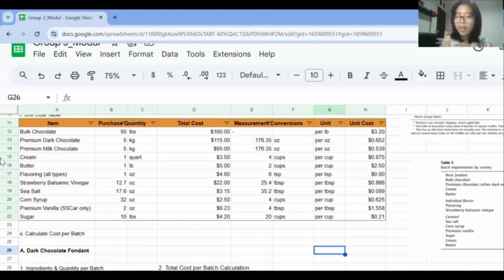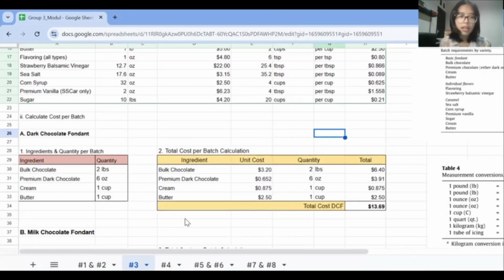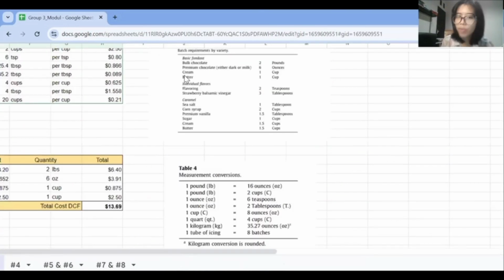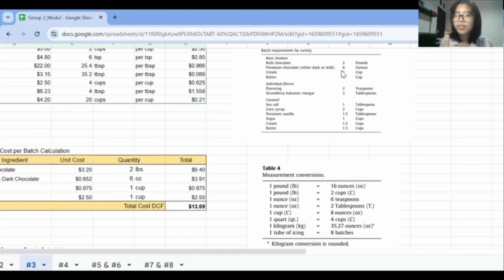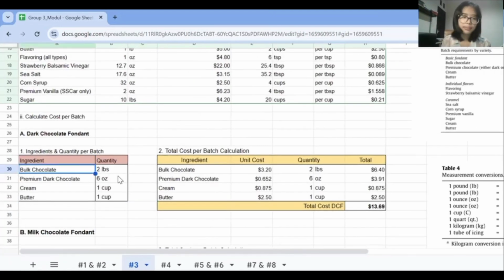Okay, once you've finished all of this, we can start to calculate the cost per batch. How? First, we need to identify the ingredients and the quantity per batch. How do we know that? It is from table 3, which is the recipe. If you want to make a basic fondant, you will need a bulk chocolate, a premium chocolate, either dark or milk, based on what you want to make, the cream and the butter. Here is the quantity, 2 pounds, 6 ounces, and so on. So we put it in a table like this.